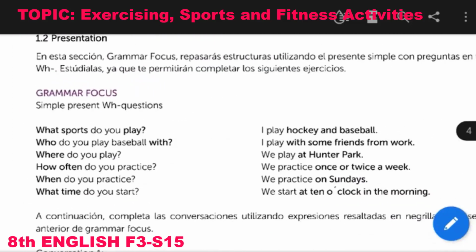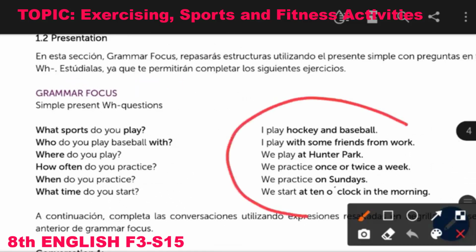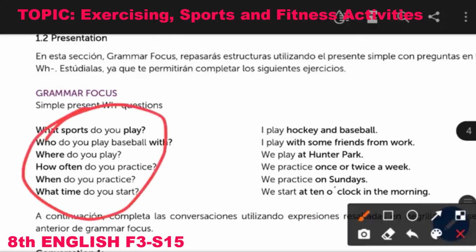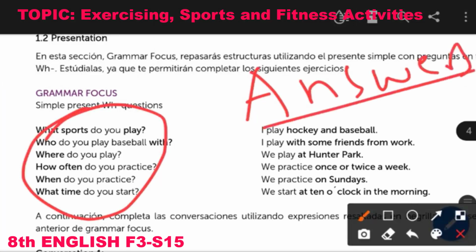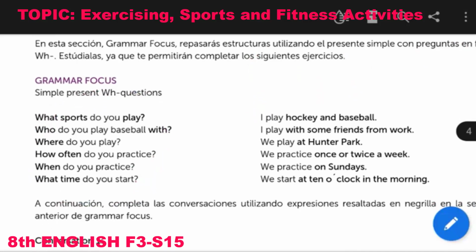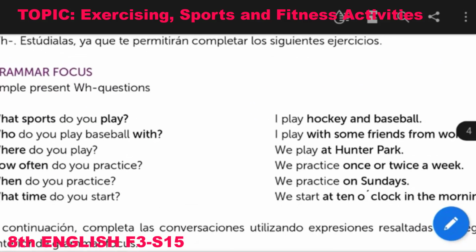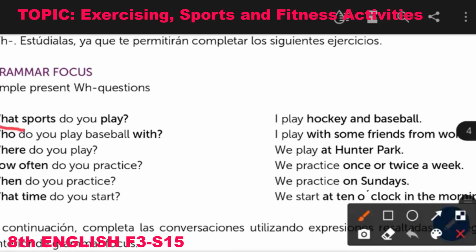Esas son las questions, las preguntas. And in this side you have the answers, okay? Aquí tenemos las preguntas here. Y en este lado, answers, las respuestas, ¿ok? Quiero que se fijen una cosa. Aquí le pregunta, what sports, y empieza con what porque es la WH question.